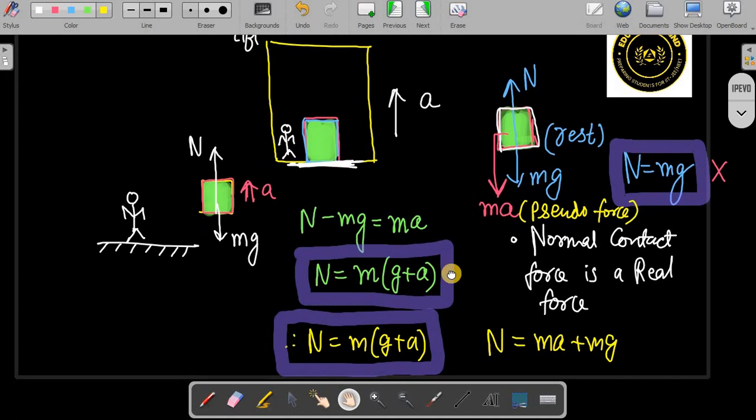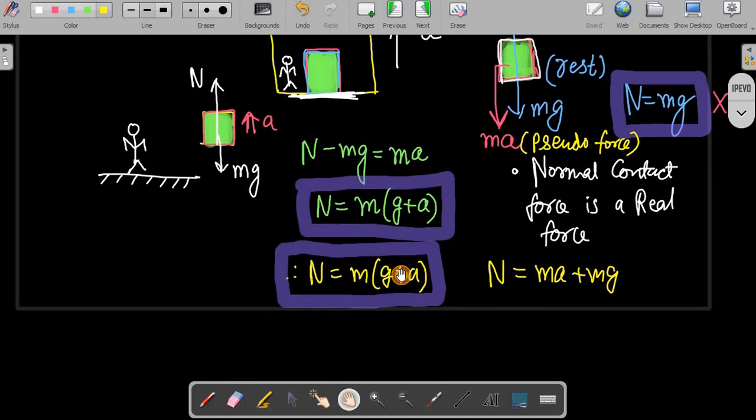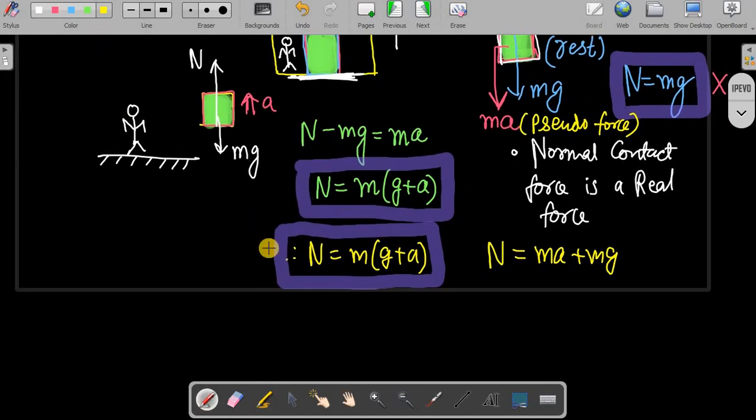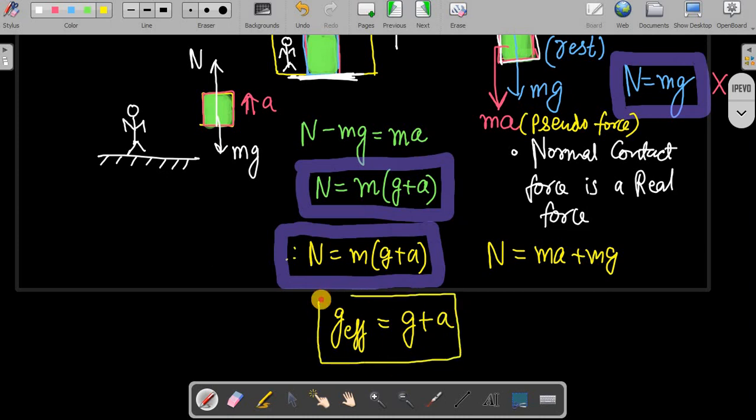Now in a lift going up, this mass becomes mg plus a. Now this term g plus a can also be written as g effective, right? So the Earth's acceleration due to gravity seems to increase, as if the person has entered into a different world altogether. The gravity seems to be changing for the person who is in an accelerated frame of reference. So this is the g effective that we take when the lift is going up.